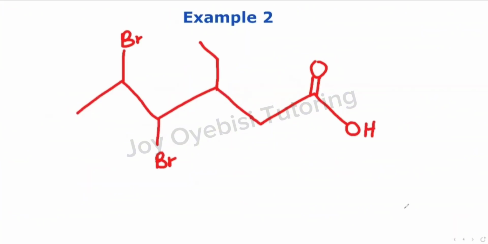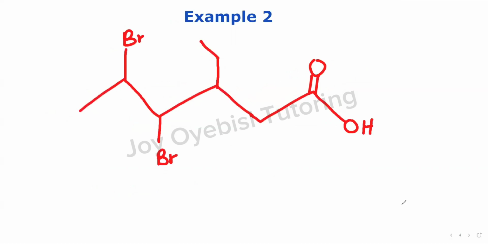Example 2, we're given this, and the first thing we do is identify the longest continuous carbon chain, and then start counting from the carboxyl carbon. So this carbon, 1, 2, 3. If we go up, 4, 5. I'm going to just write it down so we can compare. Then if we continue down here, this is 3, 4, 5, 6. So the longest continuous carbon chain will be the 6. So we don't need this 2.